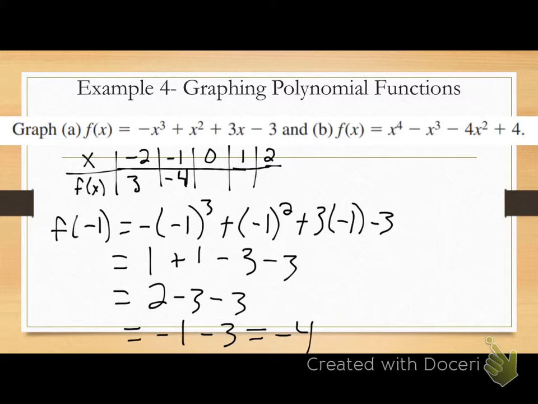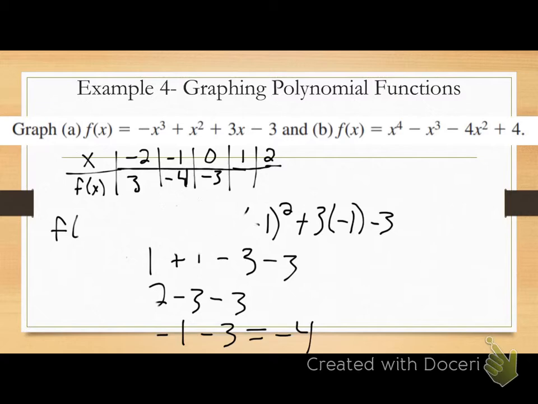Now, 0 is always really nice to plug in, because anywhere I have an x in any of my terms, what are those going to be when I plug in 0? 0. So I got 0 plus 0 plus 0 minus 3. Negative 3. Don't even have to do anything. It's always nice plugging in 0.